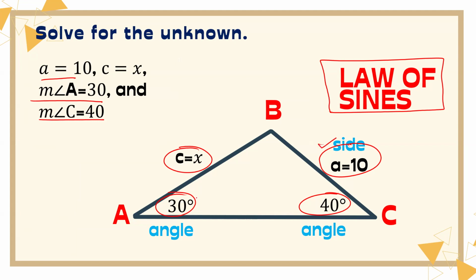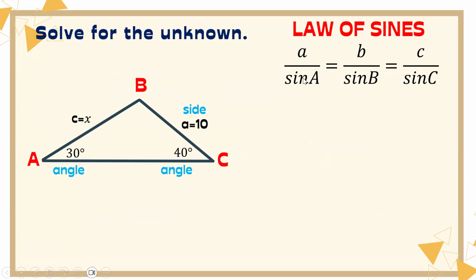So you have one side and two angles. Therefore, based on the table that we had a while ago, we use the law of sines and we can solve for side C here. Using the law of sines, a over sine A equals b over sine B is equal to c over sine C, right?